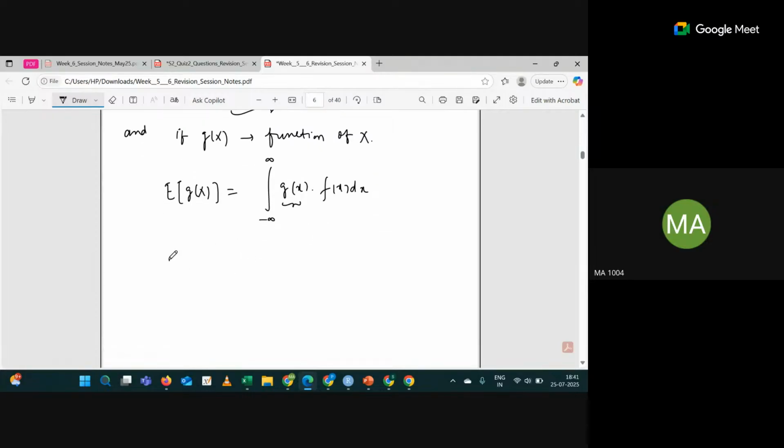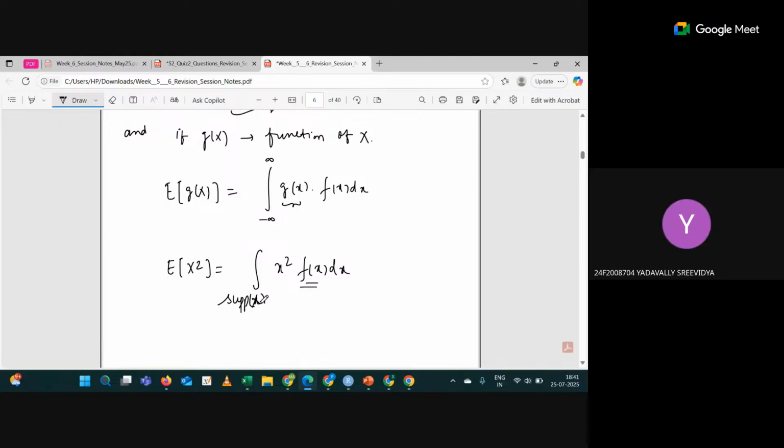For example, suppose x square is given to you. So x square is one of the functions of x, right? So this will be integration of x square into f(x) dx. This f(x) is the PDF. You have to integrate this over the support of x. That's all. I will take a very simple example. Don't worry. Okay, sir. Yes, understood, sir.